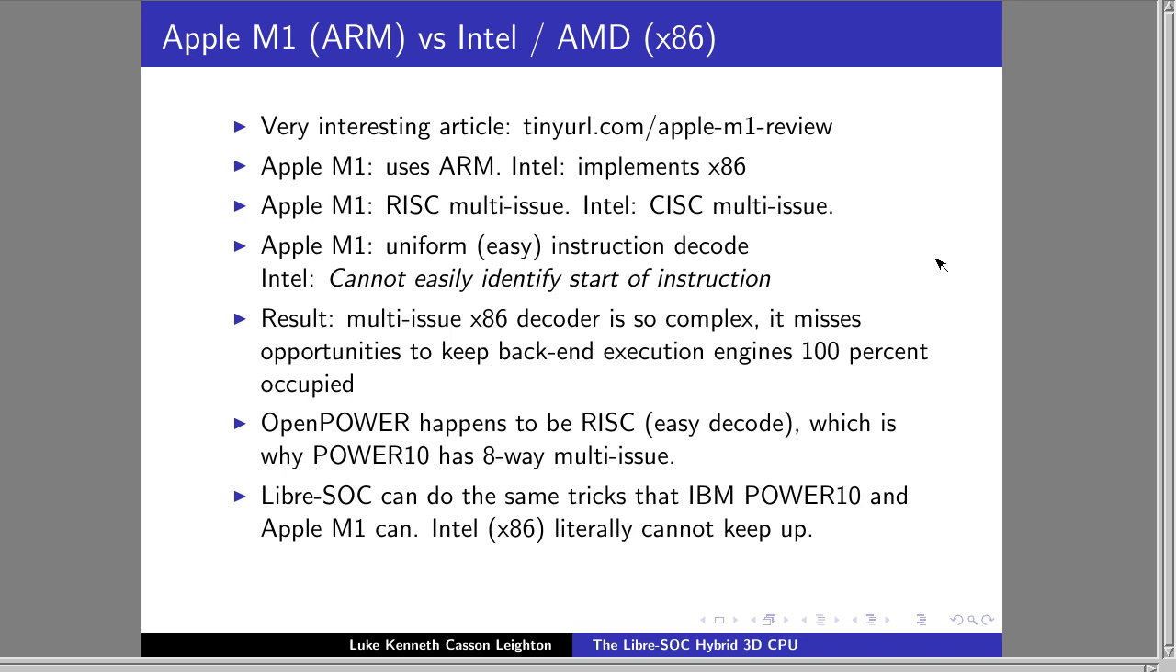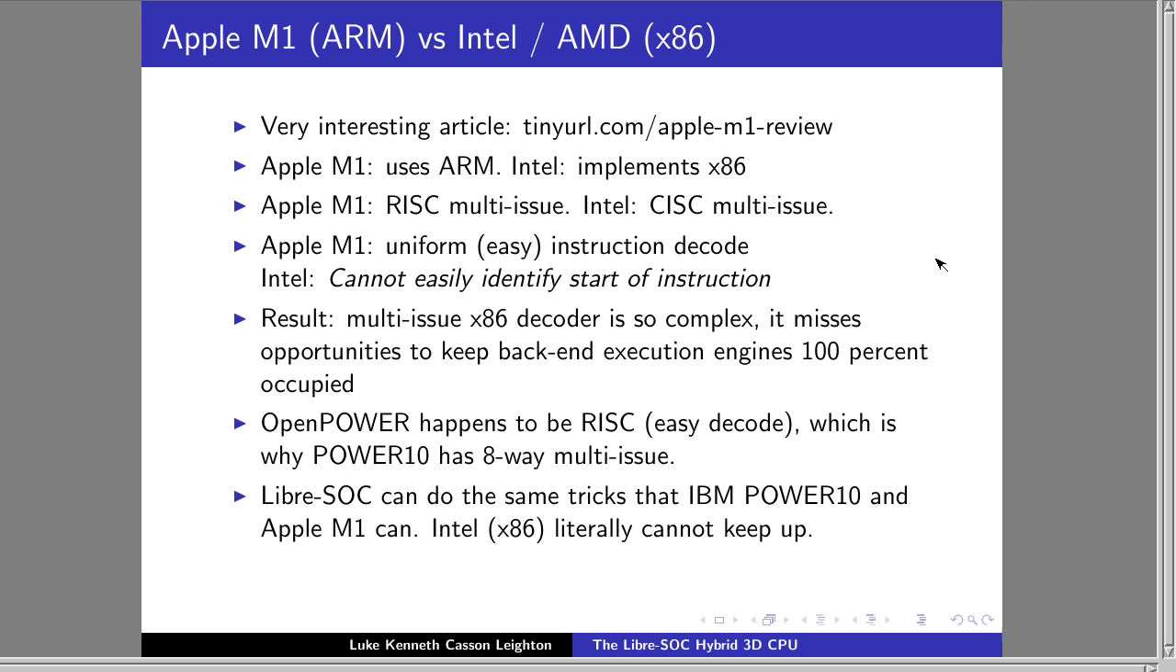And then finally you pass those instructions. You haven't decoded them fully. You've just identified the length. You then pass them through to multi-issue parallel engines, and that's where your multi-issue actually starts. But if you can't identify the start of the freaking instruction, you can't feed the instructions to the parallel execution engines. And because ARM's instruction length identification is so simple, because it is RISC, the Apple M1 can keep its internal parallel back-end execution engines 100% occupied, and Intel cannot.